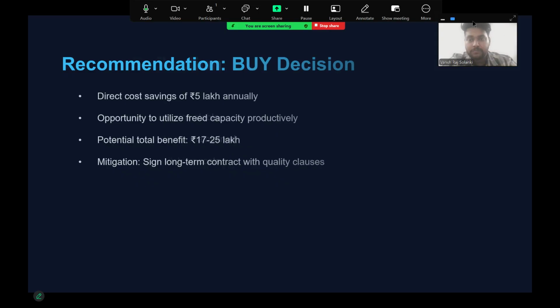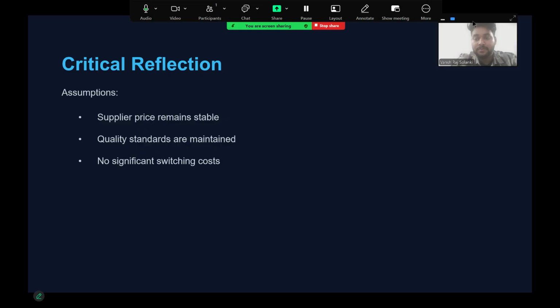Critical reflection: supplier price remains stable, quality standards are maintained, no significant switching cost. So when I was making this presentation, I assumed that the supplier does not increase their price, the quality remains constant, and there are no significant charges which we'll have to bear when we change from our own in-house production to outsourcing it.